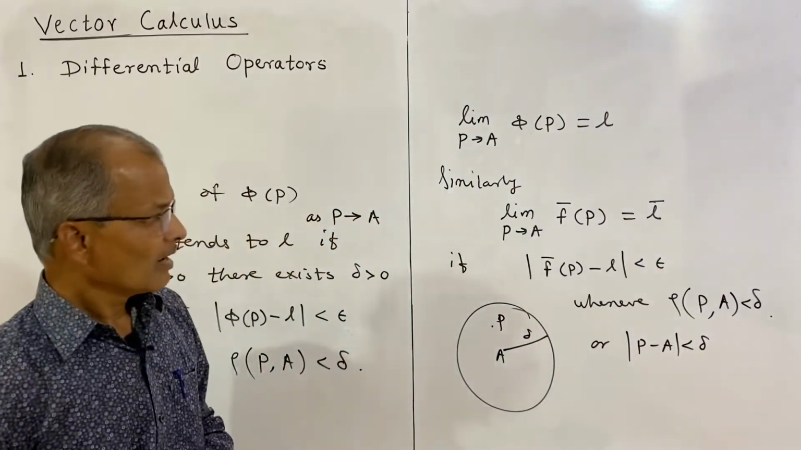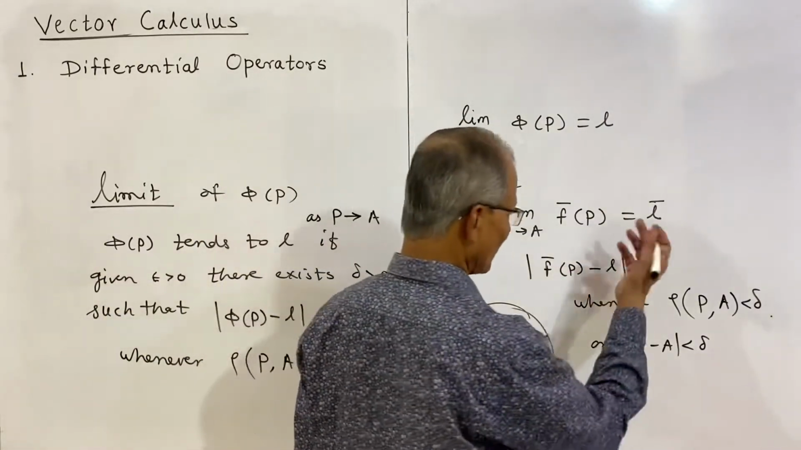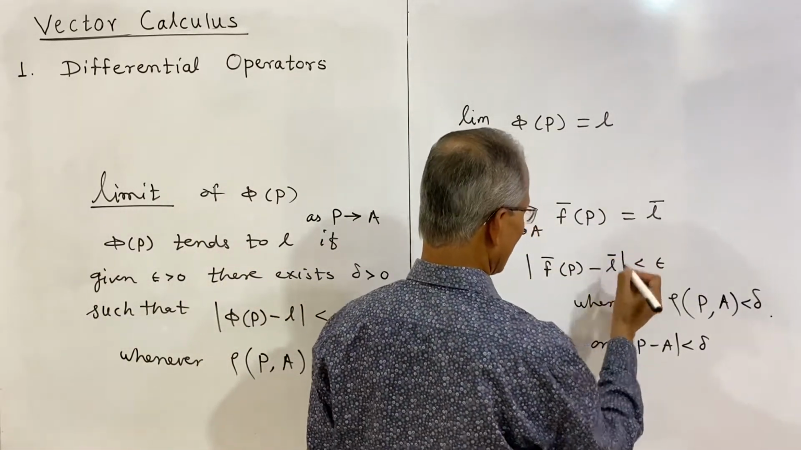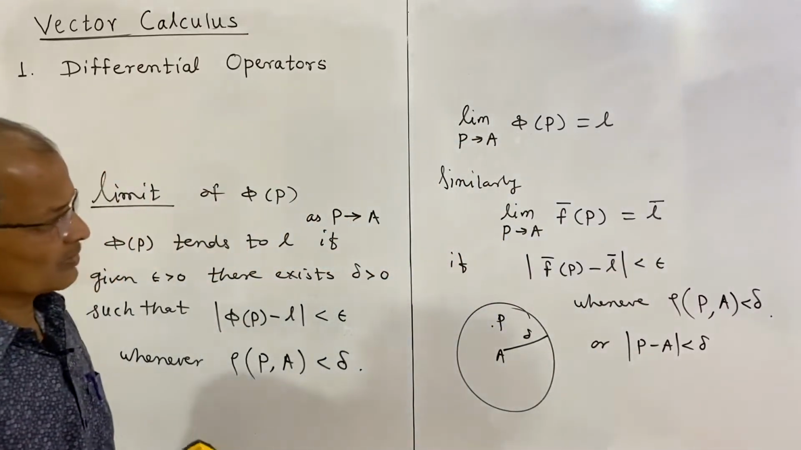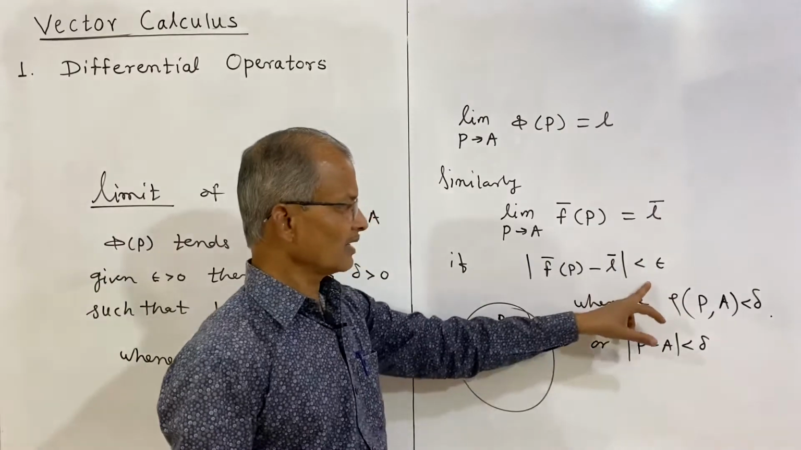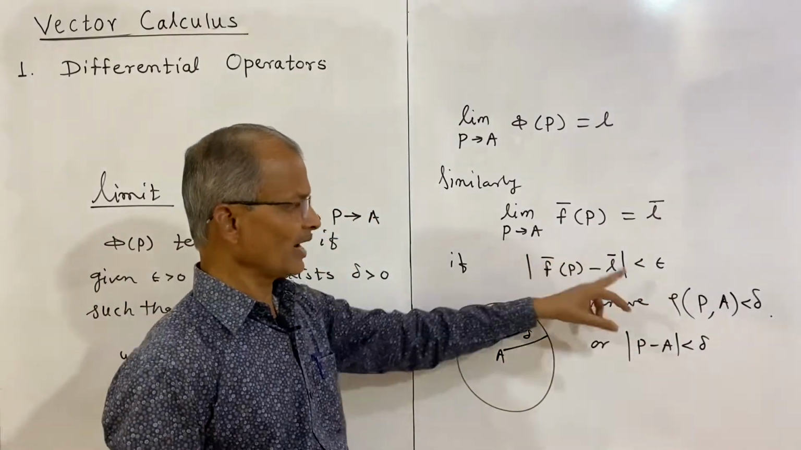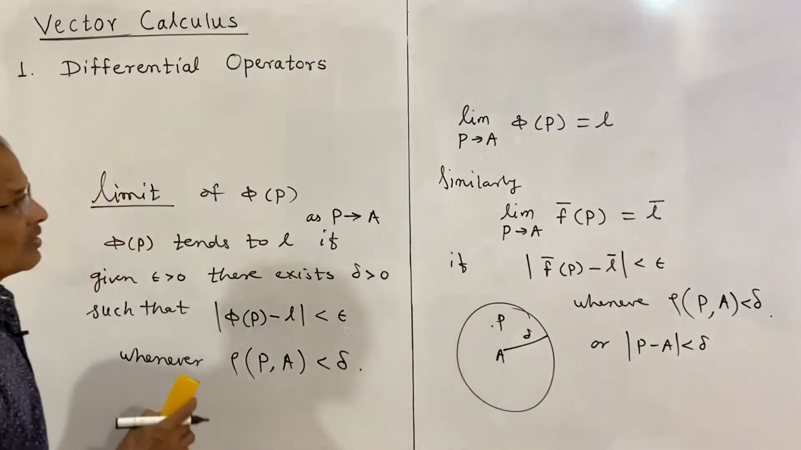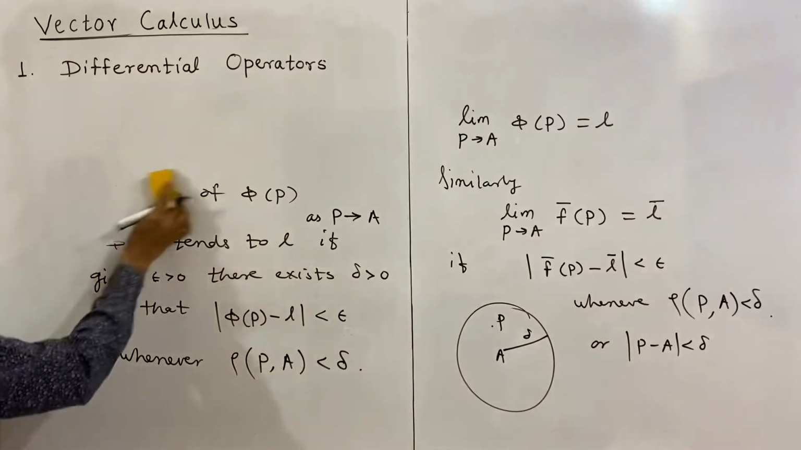F bar p will tend to L bar when the absolute difference of these two is less than epsilon whenever the difference between p and A is less than delta. So, this is the meaning of limit.